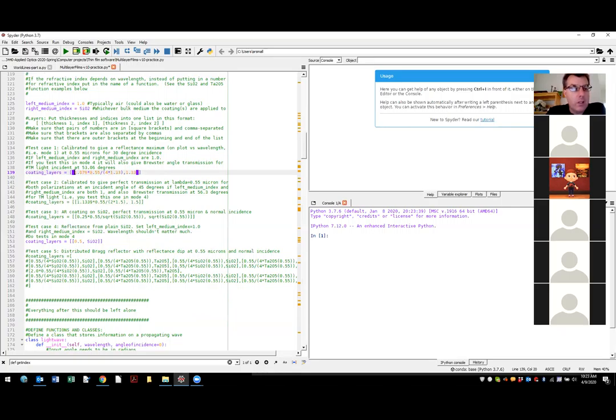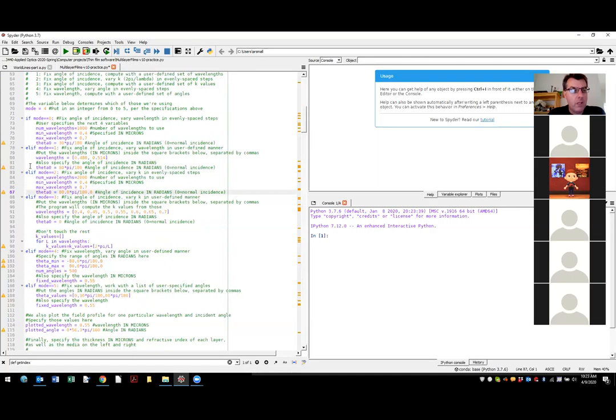So let's test this, okay? Let's say we've got the case of, and I left out some information for this test case. So let's ignore that test case. Let's go to test case two. Test case two is calibrated to give perfect transmission at a wavelength of 0.55 microns for both polarizations at an incident angle of 45 degrees if the left medium index and right medium index are both one. All right. So let's do that. Let's put this in mode zero.